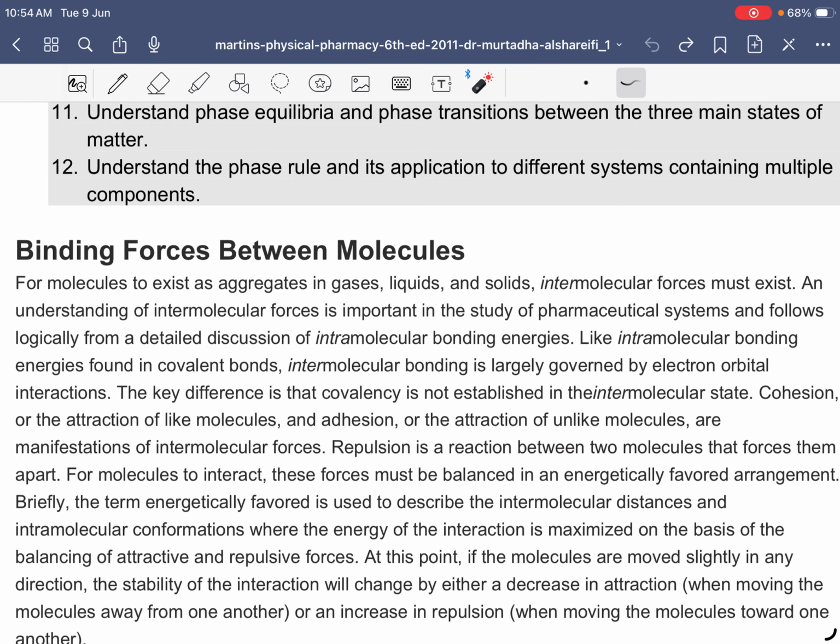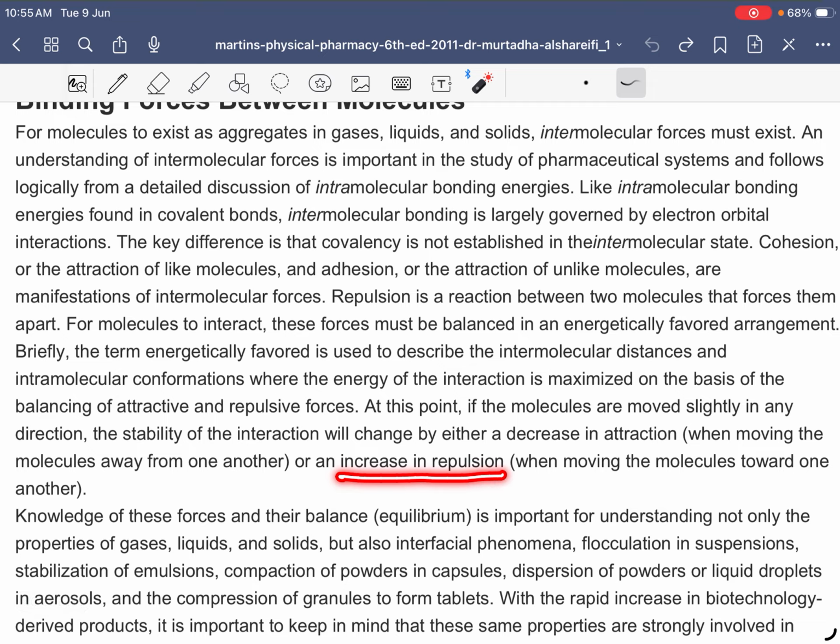For molecules to interact, these forces must be balanced in an energetically favored arrangement. Briefly, the term energetically favored is used to describe the intermolecular distance and the intramolecular conformation where the energy of the interaction is maximized on the basis of a balancing of attractive and repulsive forces. At this point, if the molecules are moved slightly in any direction, the stability of the interaction will change by either a decrease in attraction when moving the molecules away from one another, or an increase in repulsion when moving the molecules towards one another.